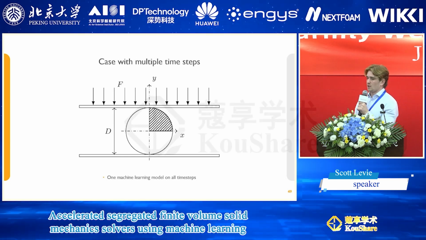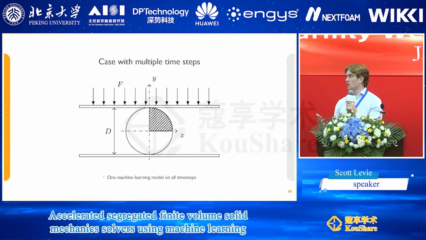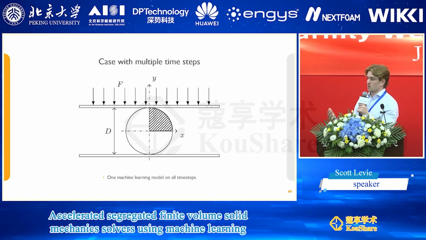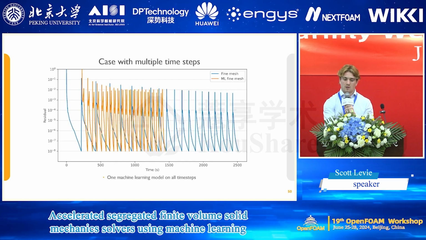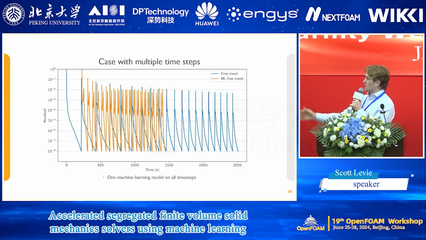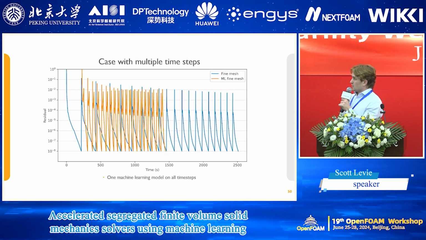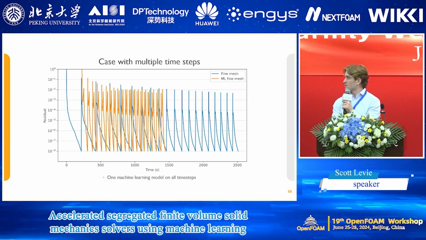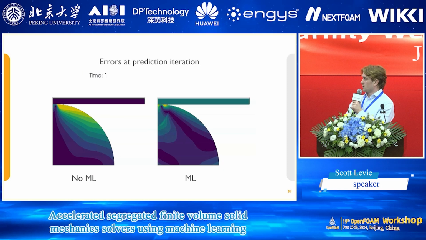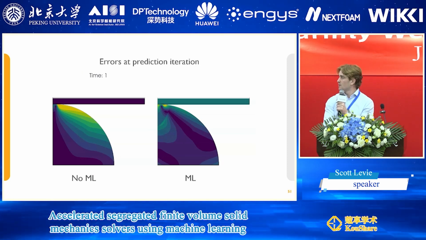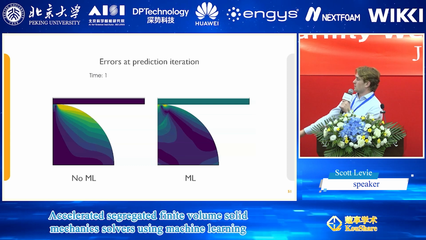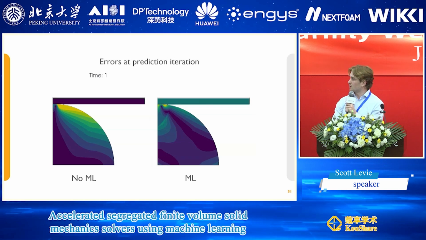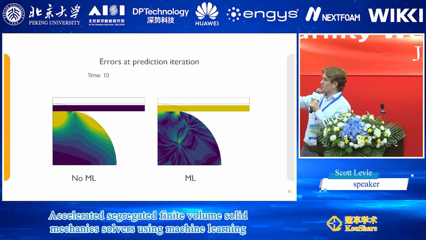So the way the machine learning model is set up, I can train one machine learning model on multiple time steps of information and use that machine learning model to predict at each time step. Looking at the results here, you can see that the machine learning model converged much quicker than the fine mesh cases. Looking at the error for this case, I just want you to see that the error in the machine learning prediction on the right is lower than on the left, but as the time progresses, the error increases.